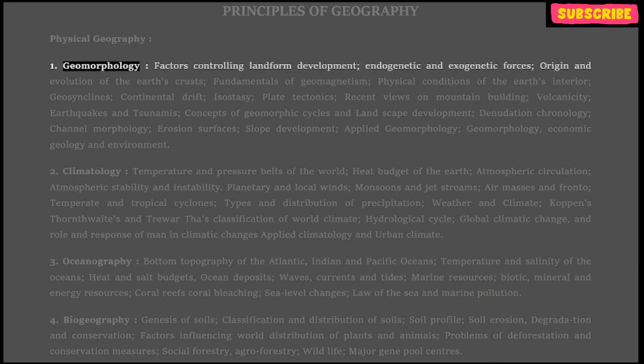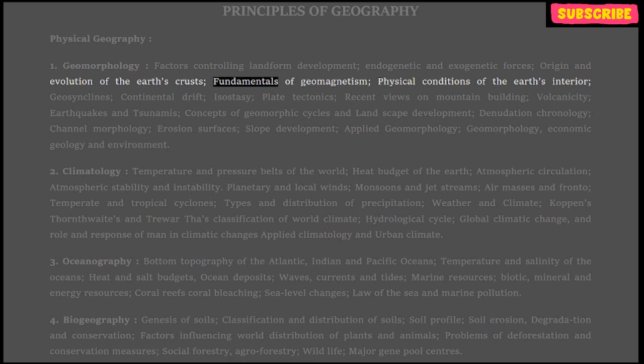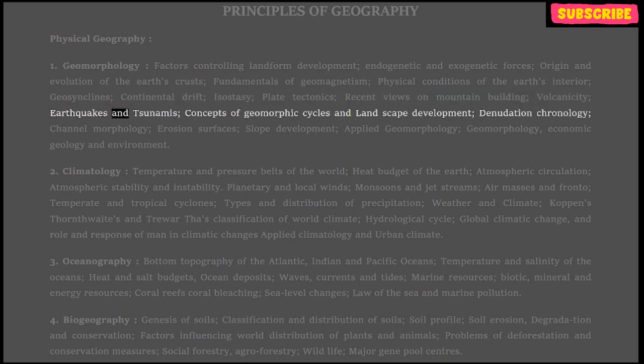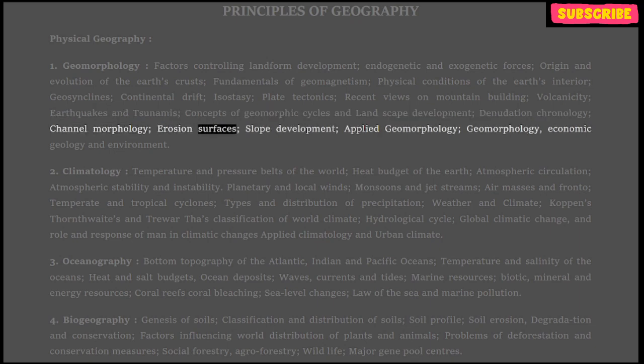1. Geomorphology. Factors controlling landform development, endogenetic and exogenetic forces, origin and evolution of the Earth's crust, fundamentals of geomagnetism, physical conditions of the Earth's interior, geosynclines, continental drift, isostasy, plate tectonics, recent views on mountain building, volcanicity, earthquakes and tsunamis, concepts of geomorphic cycles and landscape development, denudation chronology, channel morphology, erosion surfaces, slope development, applied geomorphology, economic geology and environment.